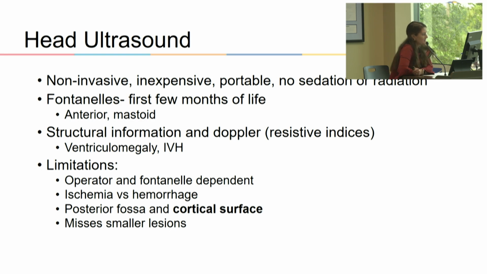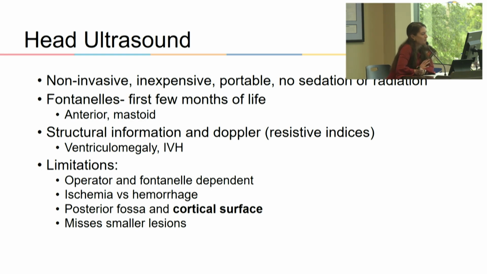Ischemia and hemorrhage are both hyperechoic, so it can sometimes be hard to differentiate between the two. The posterior fossa is a little bit trickier to see really good detail, and the cortical surface especially. And I'll show you why, just mechanistically, why we don't see the cortical surface very well with ultrasound.